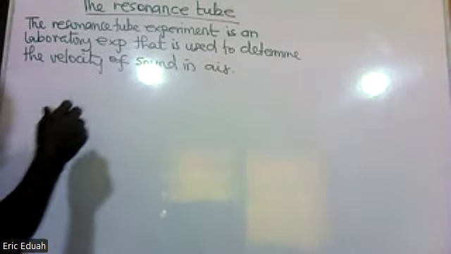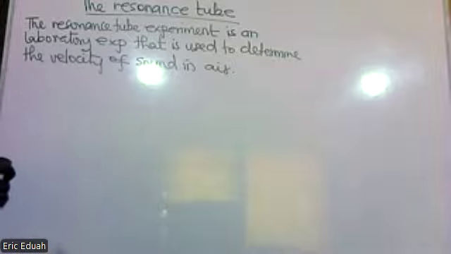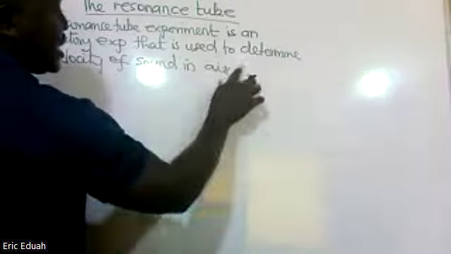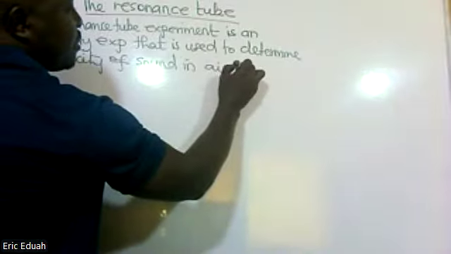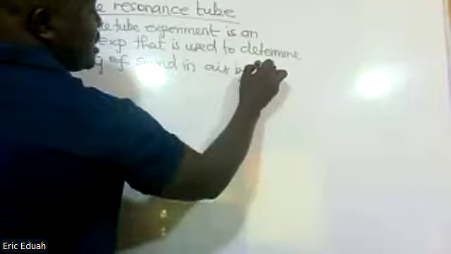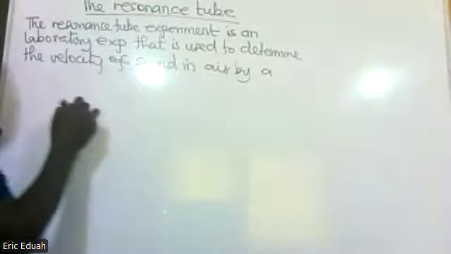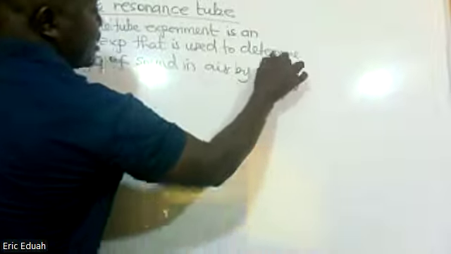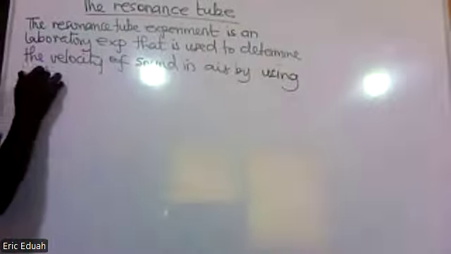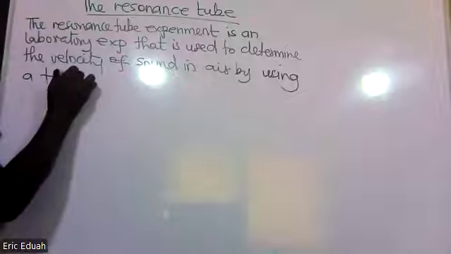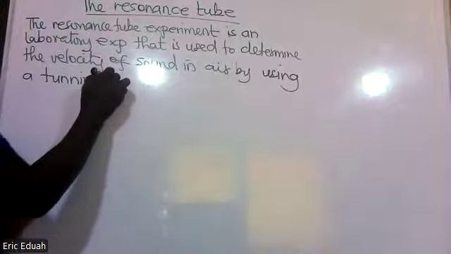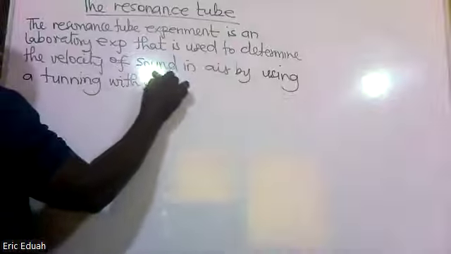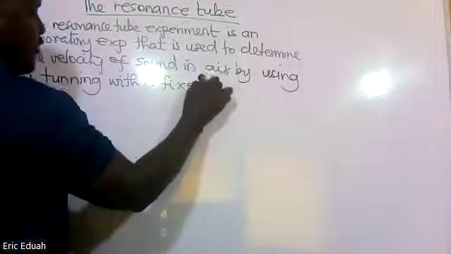How is it done? So it is used to determine the velocity of sound in air by using a tuning fork with a fixed frequency.